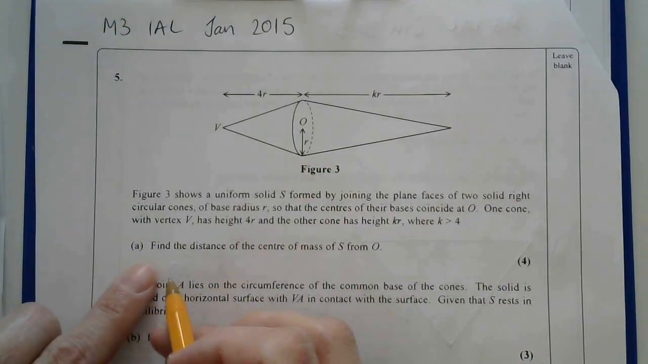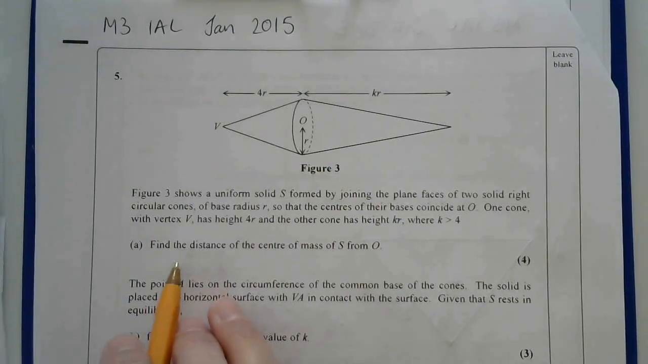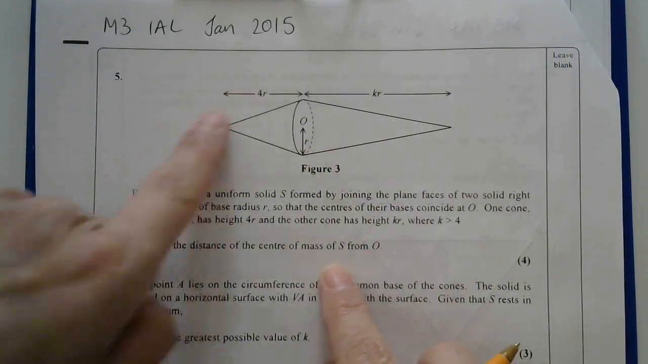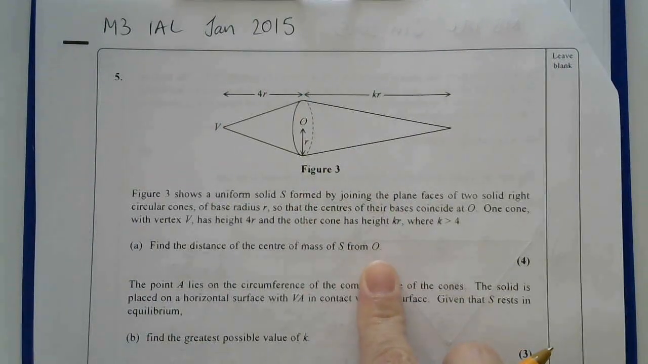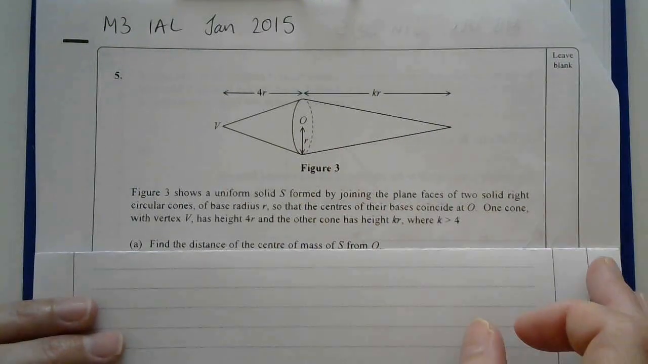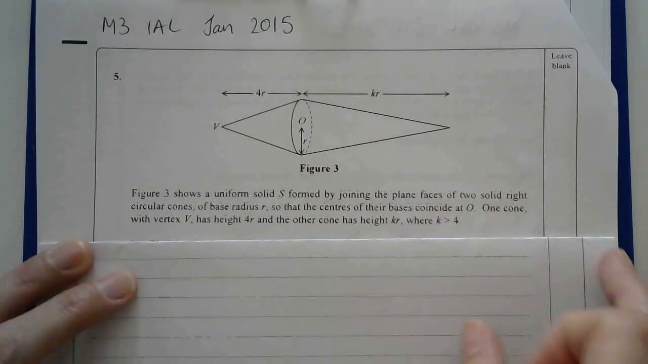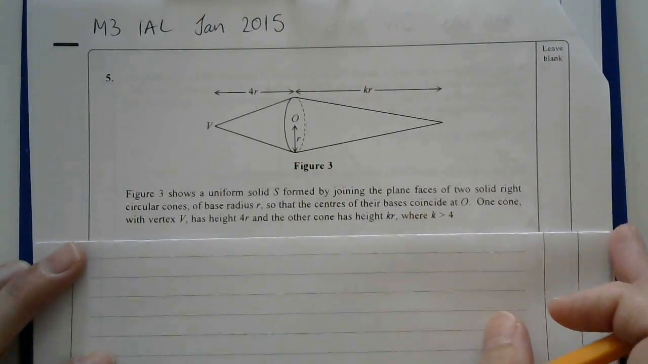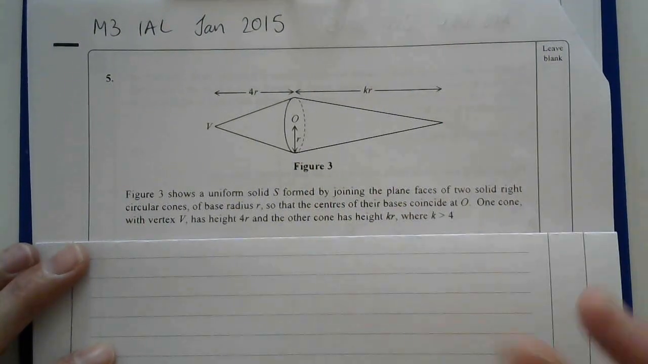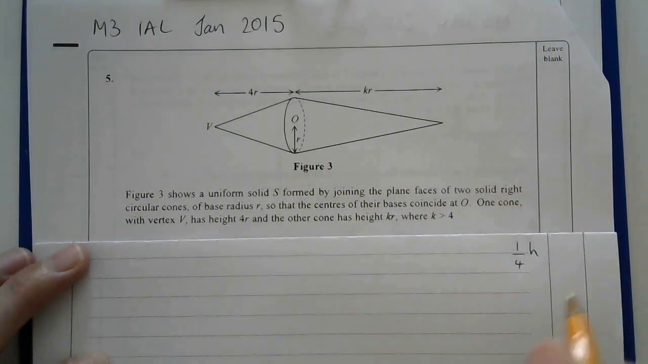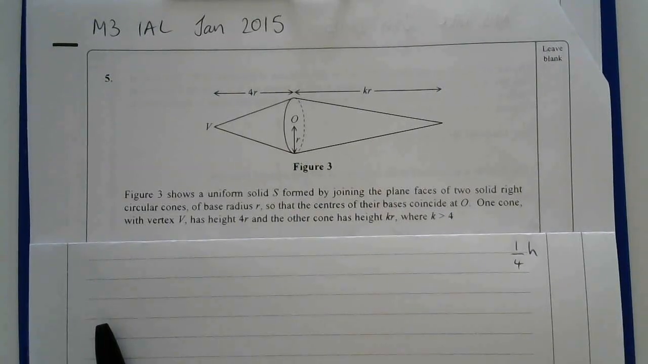And in part A, I'm asked, find the distance of the centre of mass of S, of the whole thing, from O. So for this kind of question, I can use the standard results that I can find in the formula book. And in the formula book, you will find that the centre of mass of a cone is at a quarter of the height from the plane face.